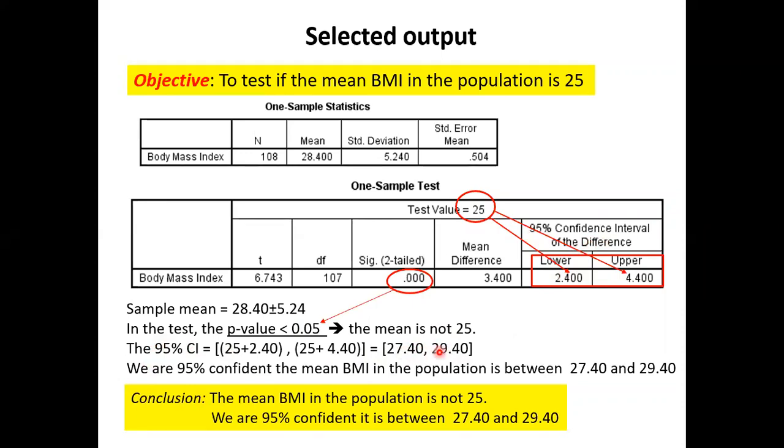Again, like telling a story, what do you want to know? I want to know the mean BMI in the population. Is it 25? So what does it do? One sample t-test, only one group, right? So these are descriptive statistics. The mean is 28.4, standard deviation is 5.2.